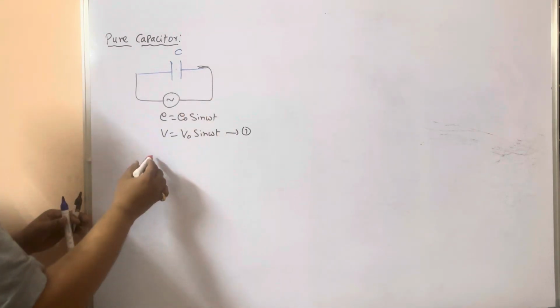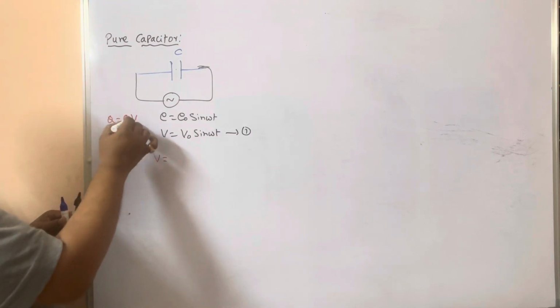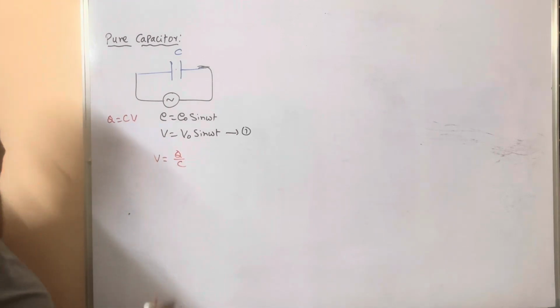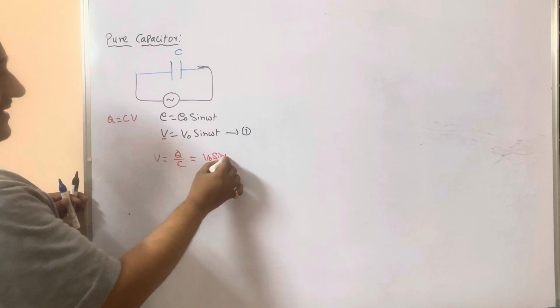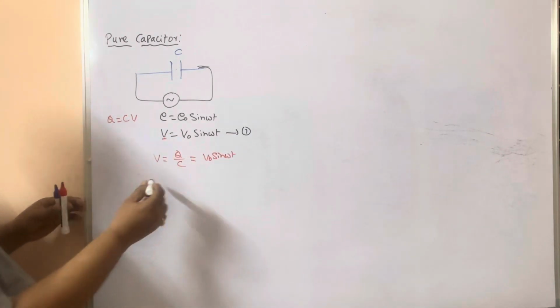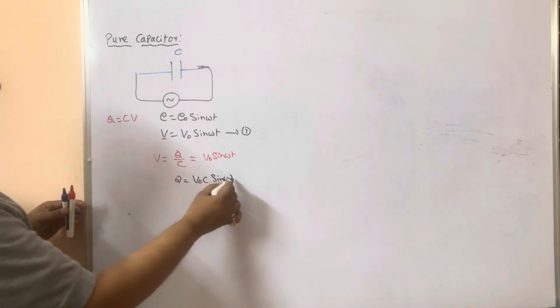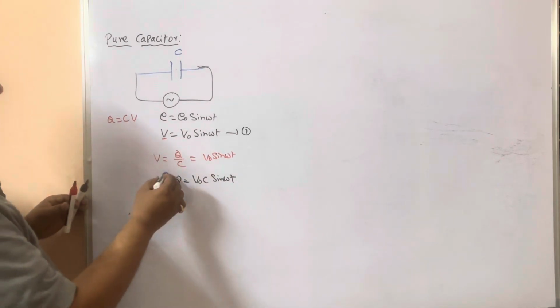Now what is the voltage across capacitance? We came to know Q is equal to CV. So V is equal to Q by C. That V only is V naught sin omega t. So from this, Q is equal to V naught C sin omega t.